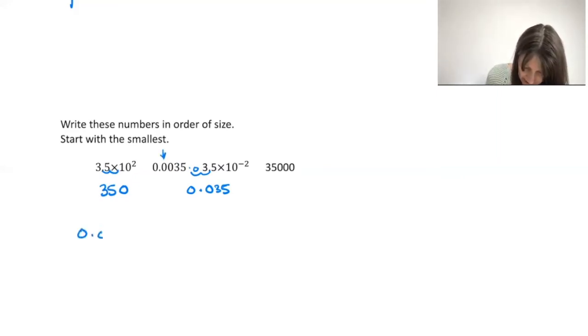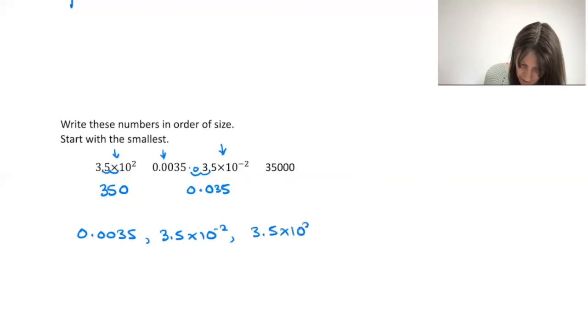So 0.0035. This is the next smallest. I'm going to write it using the number they gave me. Then I've got 350, which is 3.5 times 10 to the 2, with that being the last one on the end.